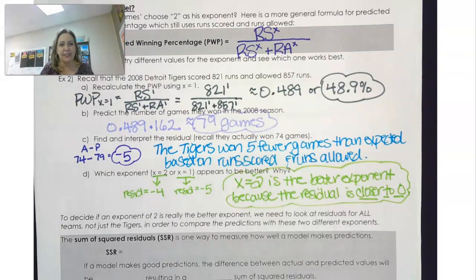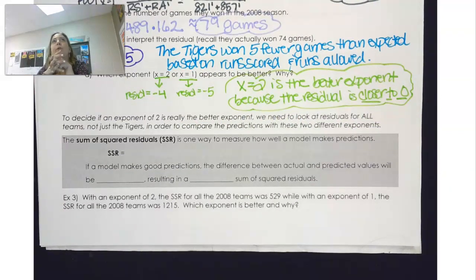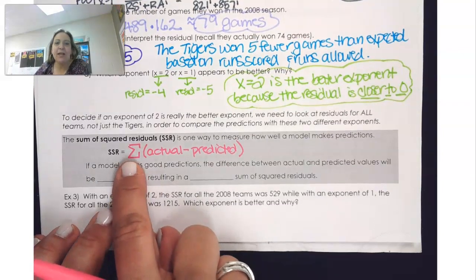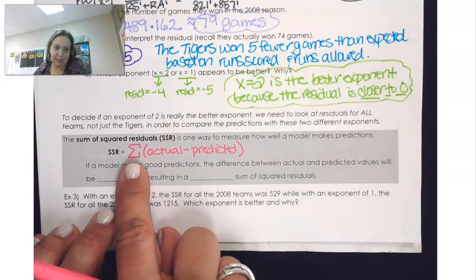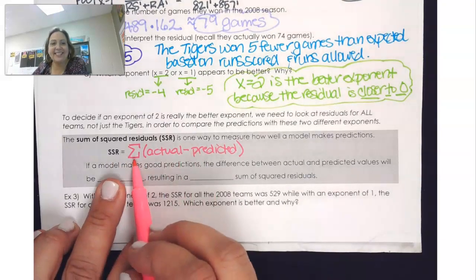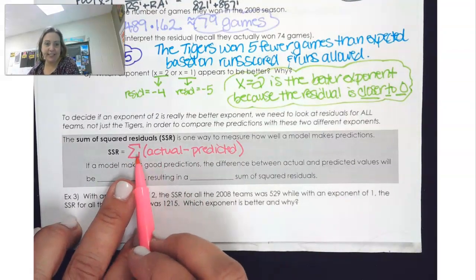So that was just using the Detroit Tigers to decide that 2 was a better exponent than 1. To decide if an exponent of 2 is really the better exponent, we would want to look at the residuals for all the teams, not just the Tigers, to compare those predictions. And that has a specific name as well. This is called the sum of squared residuals, and that's another way to measure how well a model makes predictions. The sum of squared residuals is also referred to as SSR. It uses this summation notation symbol. I don't know if you remember that, but it means you're going to add everything together.